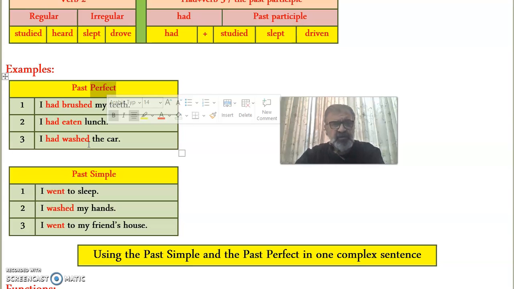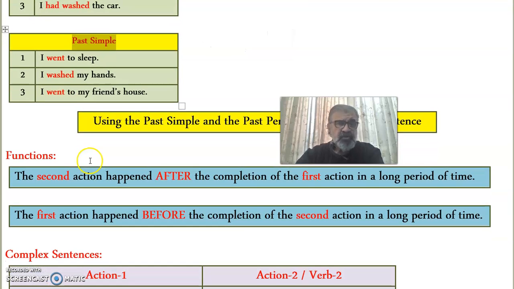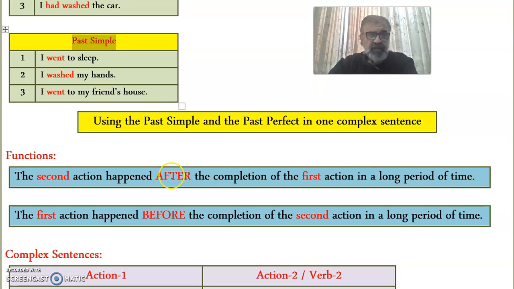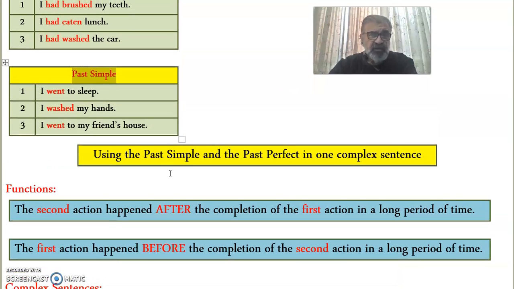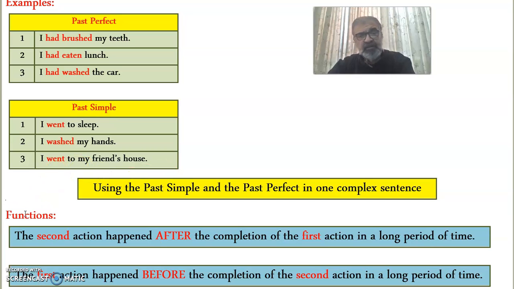So how are we going to understand the meaning of past perfect sentences? Simply by using them with the past simple sentences in one complex sentence. Now, to be able to join these two tables, the first one the past perfect and the other one the past simple, basically we should depend on functions. And we should also depend on link words or transitions. Transitions or link words allow us to join sentences together.